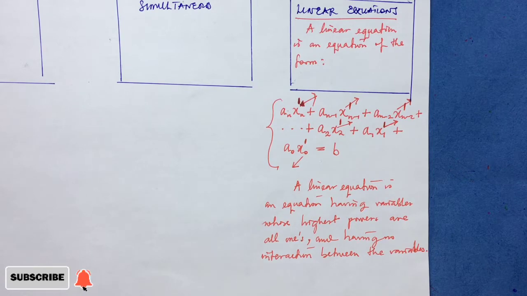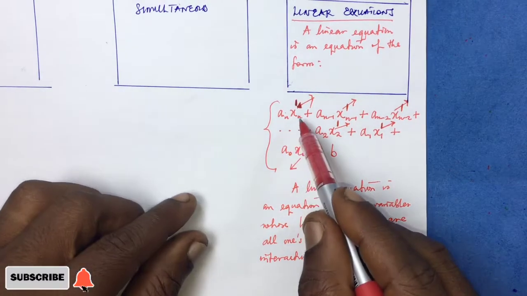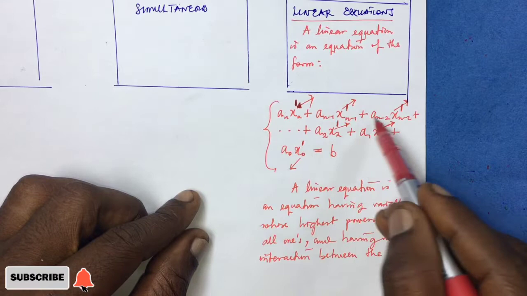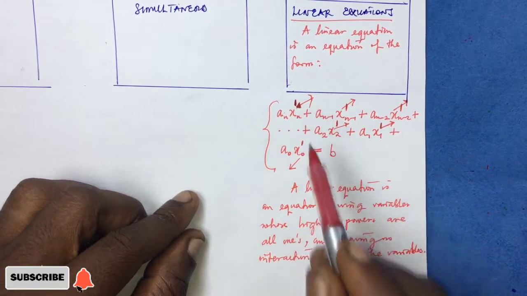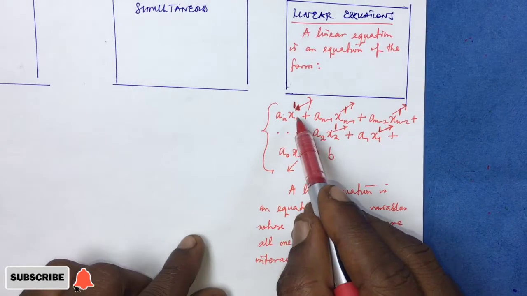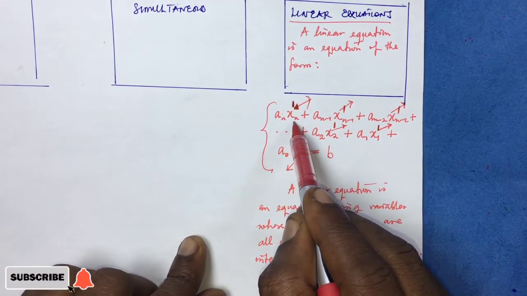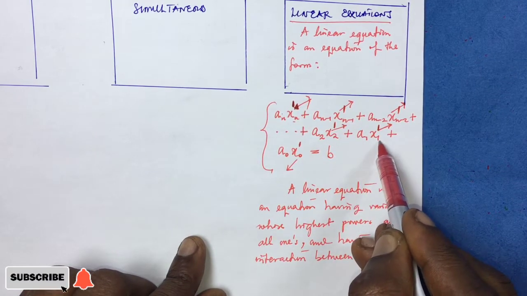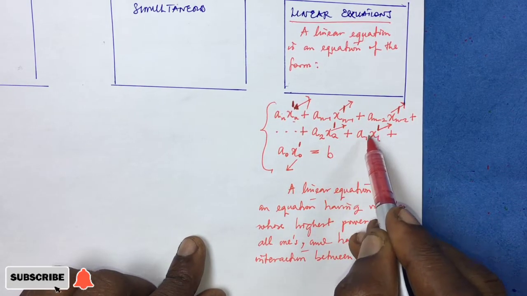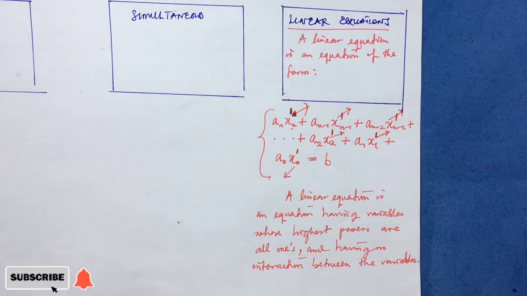So it must be linear in the sense that the highest power of the variables involved, all the variables involved, must have their highest power as 1. And take note, there must be no interaction between the variables. It means xn cannot multiply xn minus 1, xn minus 1 cannot multiply x1, x2 cannot multiply x1. No two variables can multiply themselves, number 1, and no single variable can multiply itself. So you cannot have x squared, of course, because the highest power must be 1.